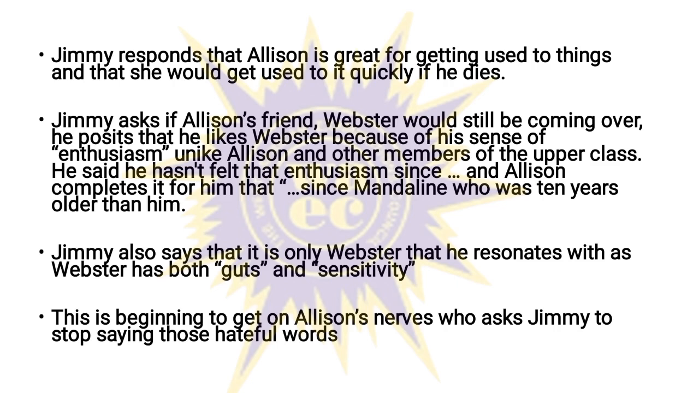And of course, Jimmy asked if Allison's friend Webster would be coming over, and Webster is Allison's friend that belongs to the same class with Allison. But Jimmy resonates better with Webster because Webster has enthusiasm, something that Allison does not have. Webster communicates regardless of the difference in social status. Webster communicates, the gist and all. So Webster is an exception from all of Allison's family and other friends, right? So he was asking when Webster would be coming, okay?